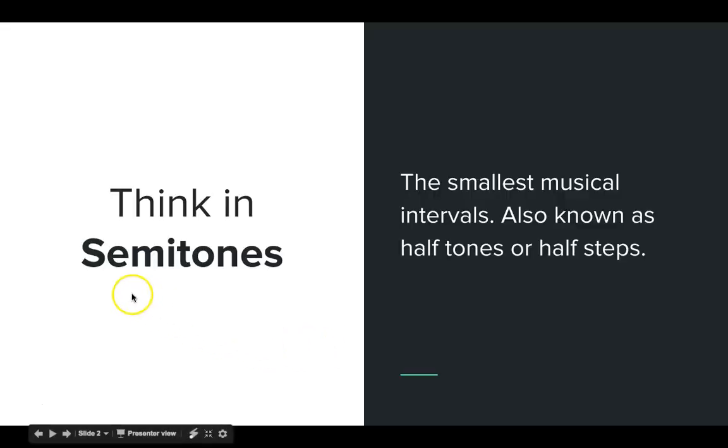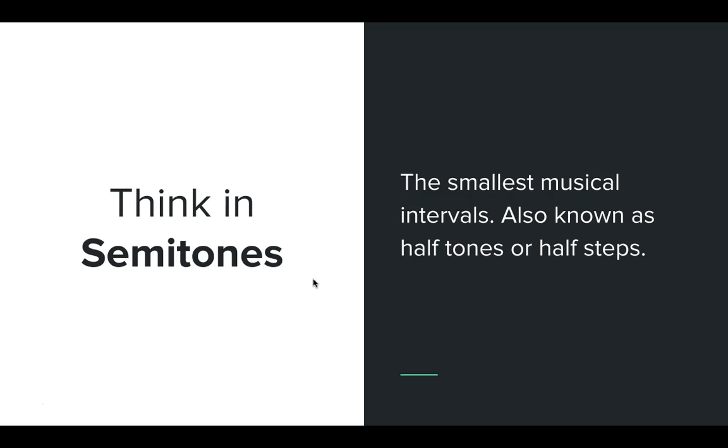The first term you need to understand when talking about intervals, or the distance from one note to the next, is this term semitone, also known as half tone or half step. It's the smallest musical interval. So the semitone sounds like this.